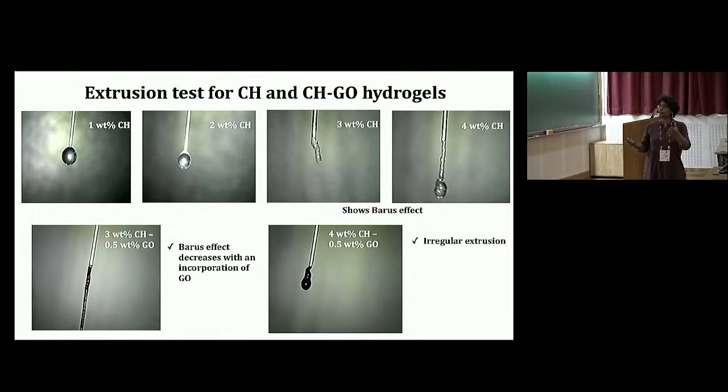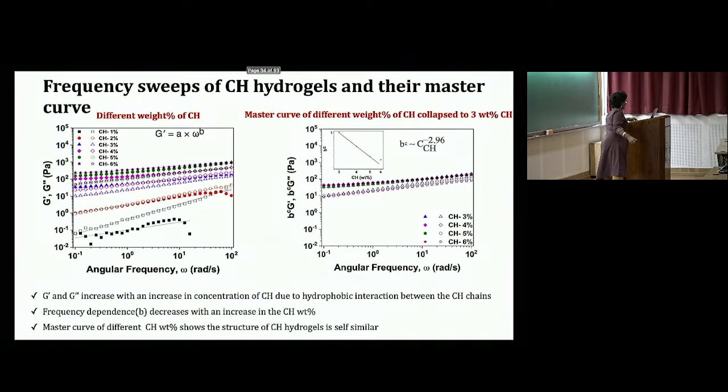These are some visual printing experiments. We did different weight percents of chitosan and different weight percents of graphene oxide as well, from 0.1 to 0.5 weight percent. This is just an example of 0.1 composition. Here we have 3 weight percent of chitosan with 0.5 weight percent of graphene oxide. Visually this result is convincing that with this composition we are able to make filaments.